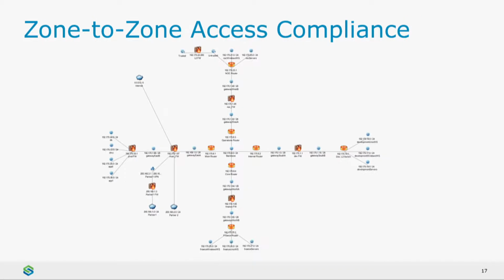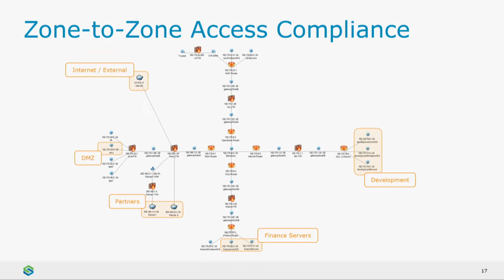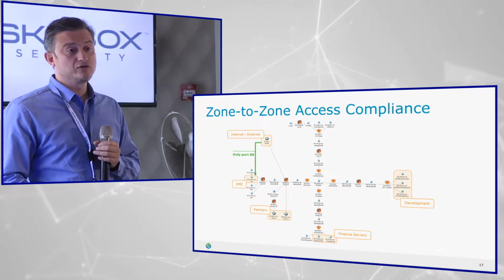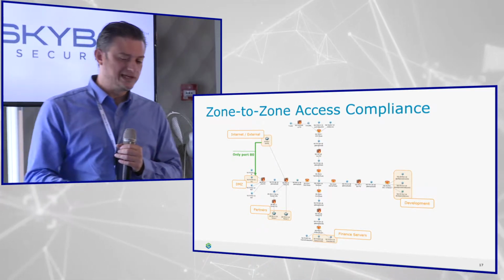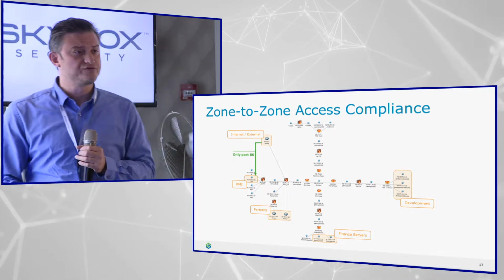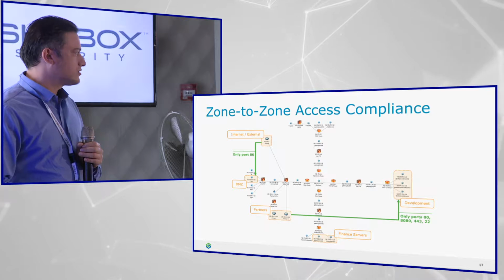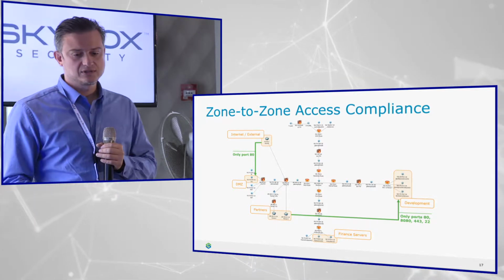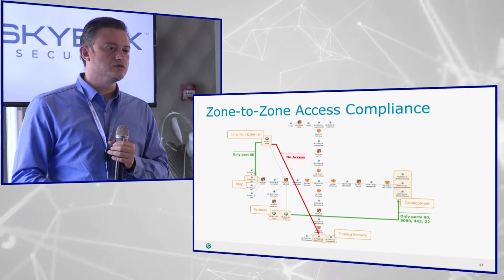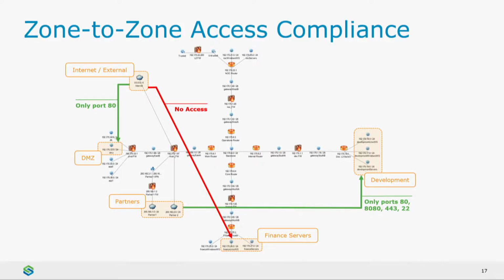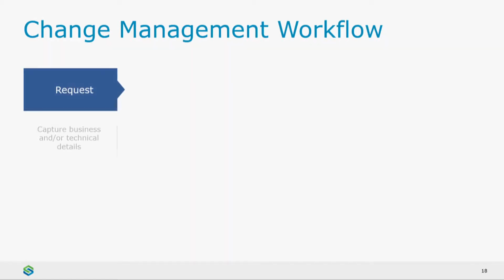Zone-to-zone access compliance. Mapping of the zones on the networks, development, partner, external, finance, checking that only port 80, which is outdated, is not used; it's supposed to be 443 HTTPS accessible, or different ports, or no access at all. So we have to check it 24/7, not only on the audit. We have to understand what is open, what is closed, what is allowed, what is not.